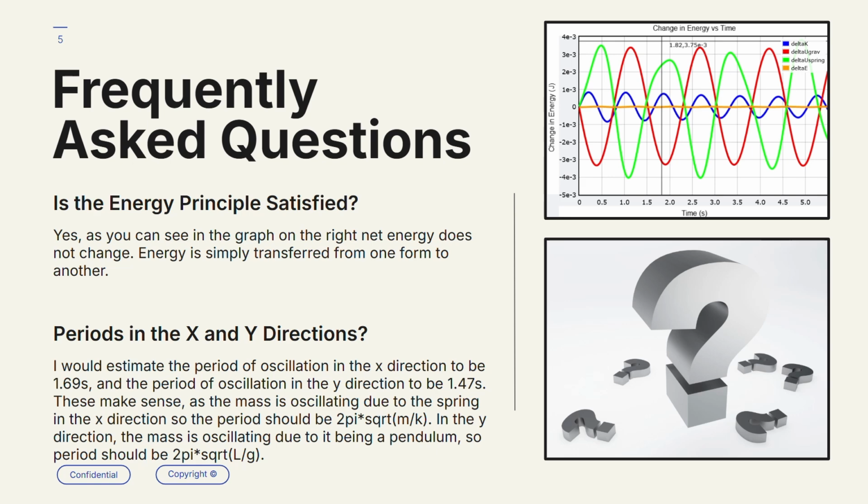Now, what are the periods of the x and y directions? Well, I calculated the periods of the x and y directions to be about 1.69 seconds and 1.47 seconds, respectively. It makes sense that they'd be different because in the x direction, the period should be in relation to a pendulum, right? In the x direction, it should be the period of a pendulum, which is 2 pi times the square root of L over g, whereas in the y direction, it would be the period of a spring, which is 2 pi times the square root of m over k, which is why we see the discrepancy in oscillations. Thank you for listening.